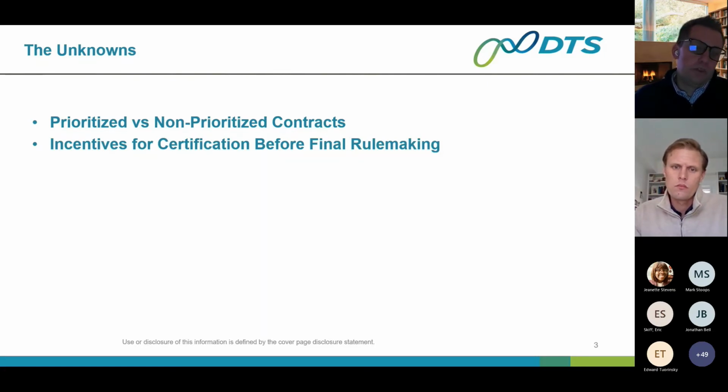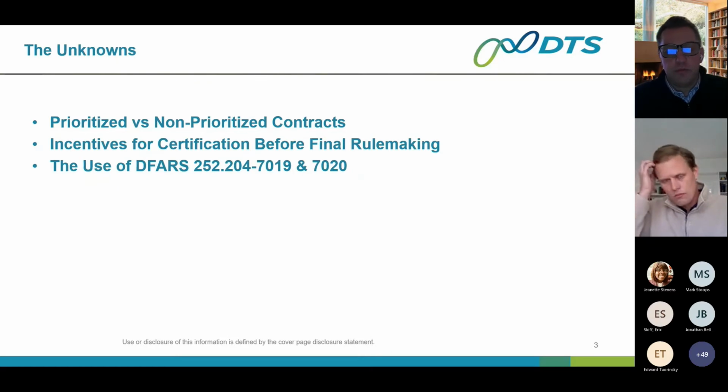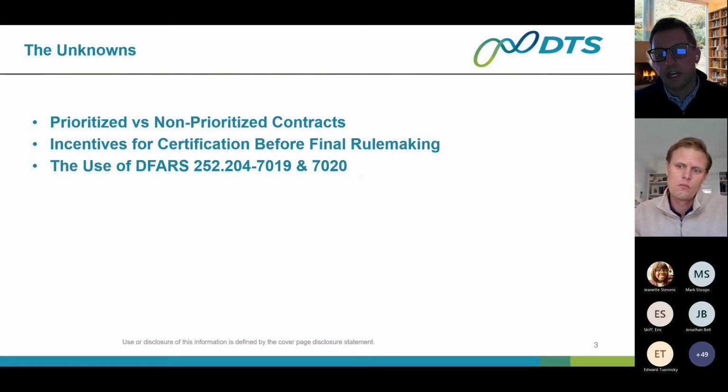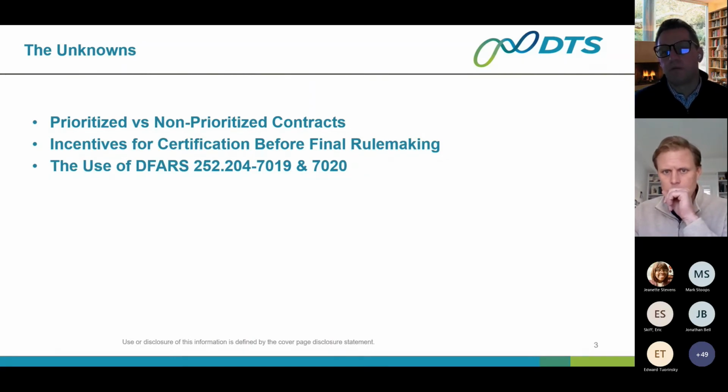The next point that has to do with the interim rule is the use of the 7019 and the 7020 clause. In the CMMC 2.0 statement, DoD said that they will not use the CMMC clause until the final rulemaking is done for CMMC 2.0. When they released the interim rule, there were 3 clauses released: the 7019, 7020, and 7021. 7021 was the CMMC clause.